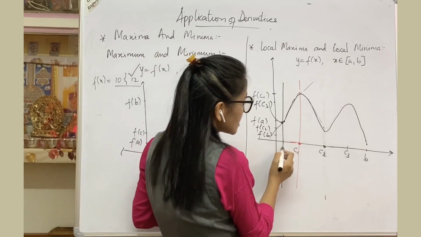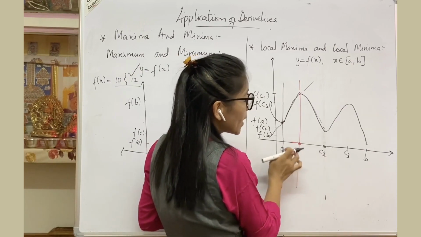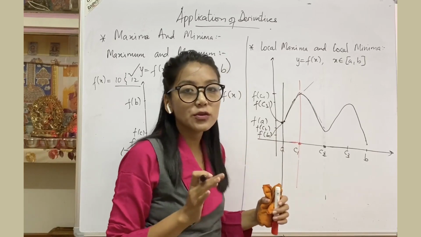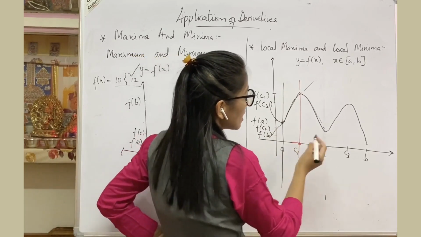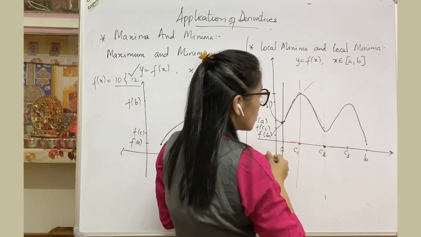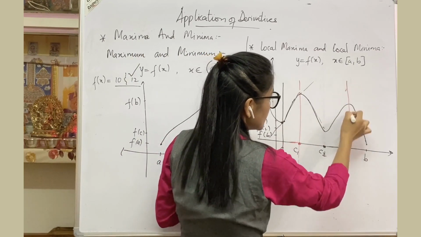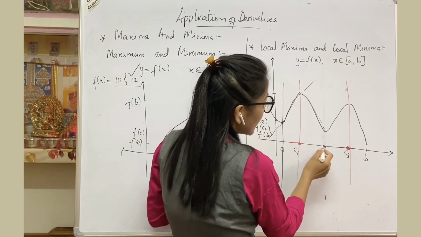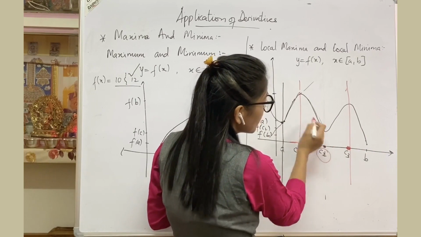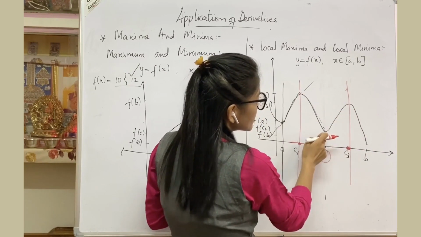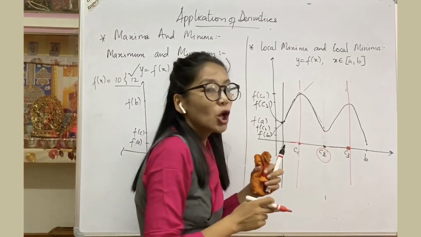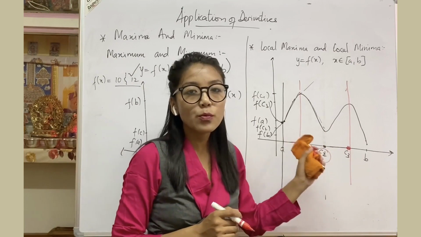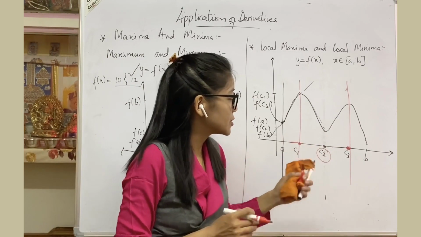Now in the interval A to C2, C1 is the point of local maxima, and f of C1 is the local maximum value of the function. Similarly, if I take the interval C1 to C3, then at this C2 the function is attaining its minimum value. It's like this. So this f of C2 is called the local minimum value of the function, and C2, the point, is called the point of local minimum of the function. Are you clear with that?